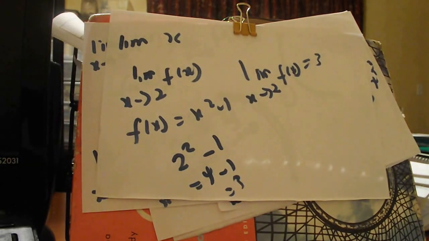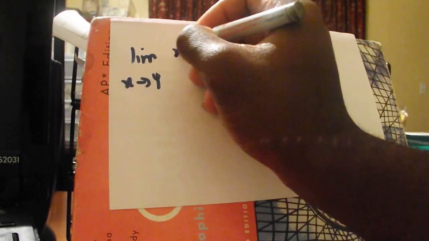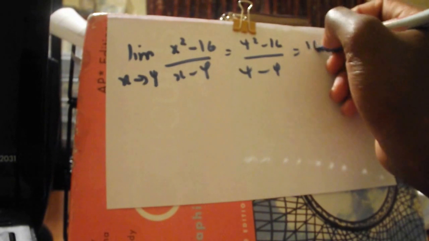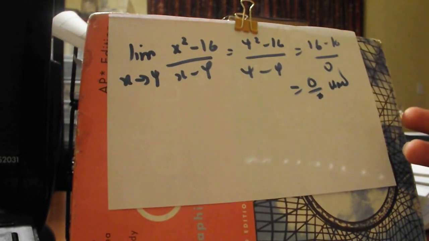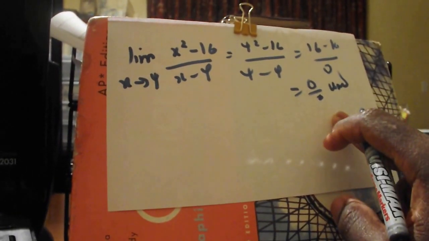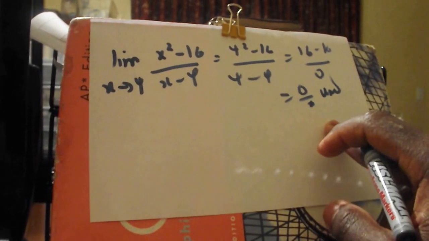Now there's a special situation where you have to be careful. Let's take the limit as x approaches 4 for x squared minus 16 over x minus 4. You could just substitute the x with 4, and you have 4 squared minus 16 over 4 minus 4, which would give you 0 over 0. That's undefined, which is great, because limits can be undefined. But in this situation, you have to simplify the expression first before you substitute the values.